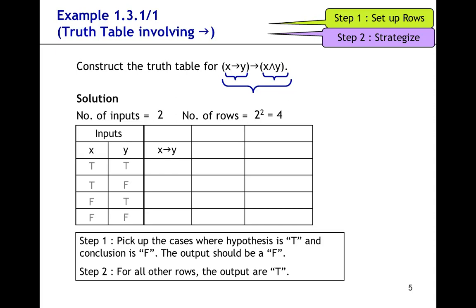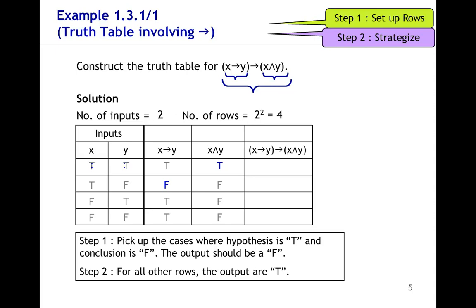In this case, the only row where x is true and y is false is row 2. So the conditional x implies y gets a false. The rest of the rows will get T's. Now the second component is x and y. That's a series circuit. The only row where x is true and y is true is row 1. So x and y gets a true. The rest of the rows will get F's.